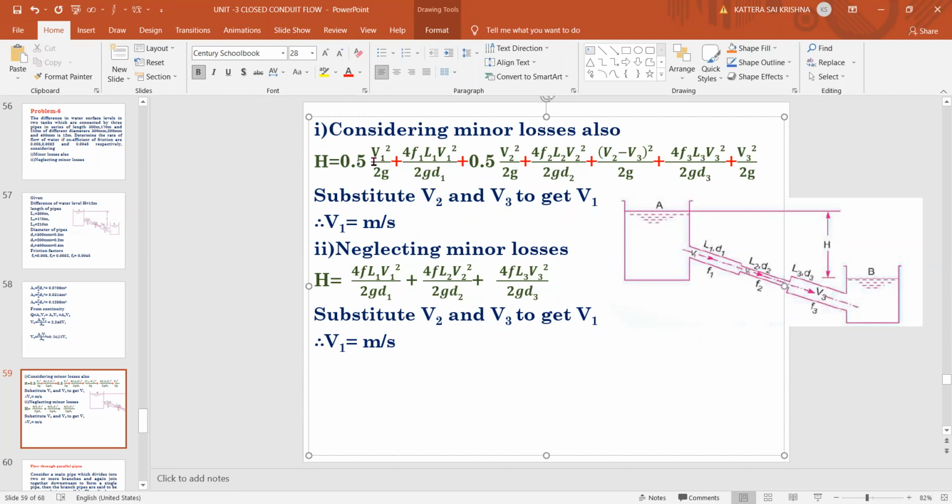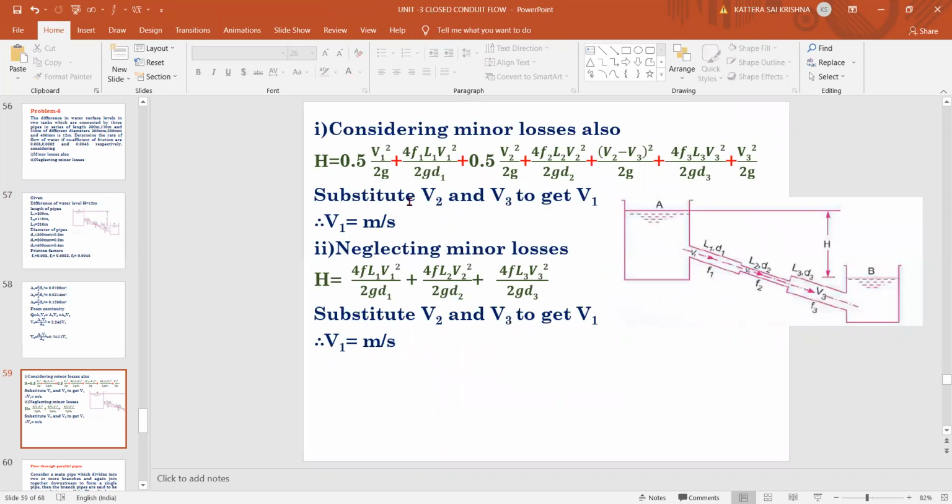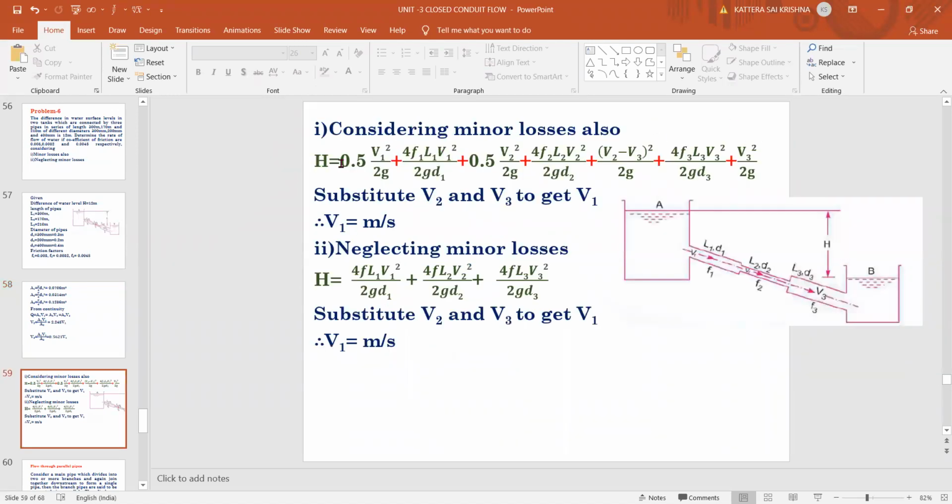So now what we'll do after writing this H equal to all the losses? We can substitute V2 and V3 to get V1, because already H value is given to us. H is given how much? 12 meter. So already we have found out V2 equal to 2.248 V1, V3 equal to 0.5621 V1. So these two values, V2 and V3, you can substitute here, and you can substitute H value. You can substitute all the values which are given.